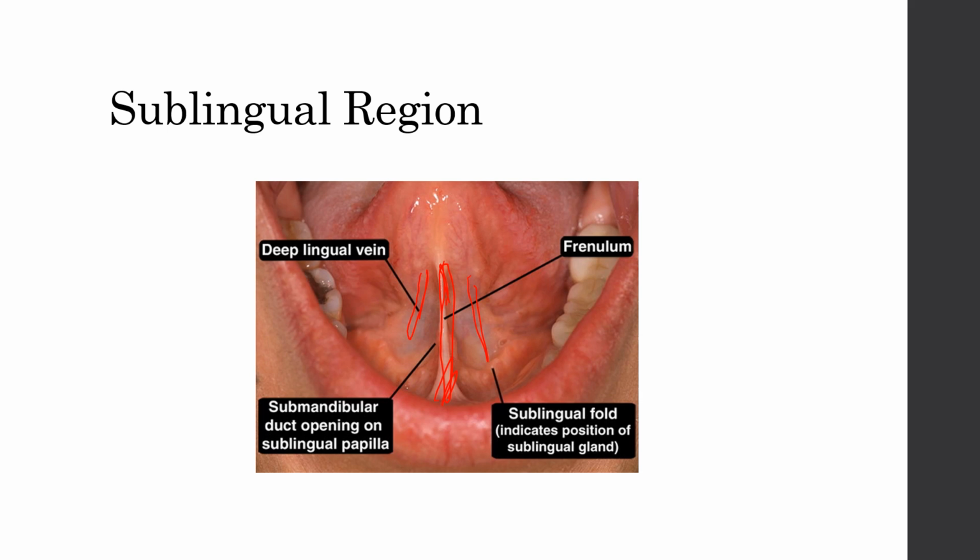Then we can see the sublingual fold, which is the prominence of the mucous membrane which overlies the sublingual glands. Then we can see the sublingual caruncle, where the submandibular ducts open.